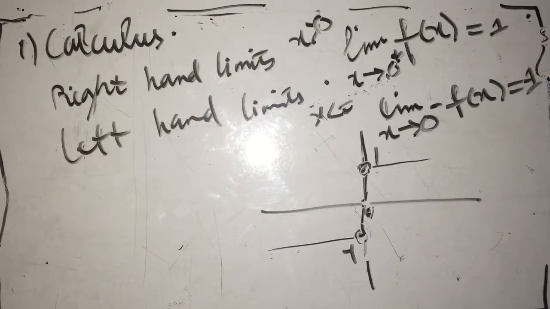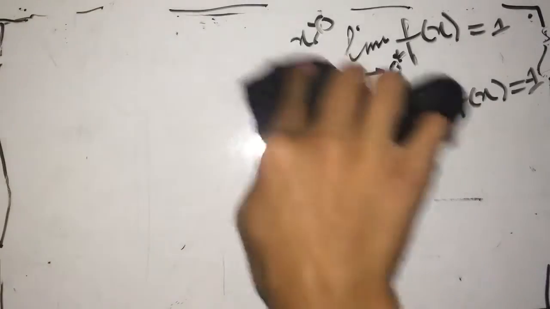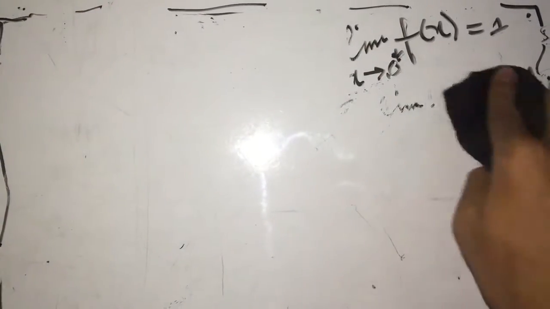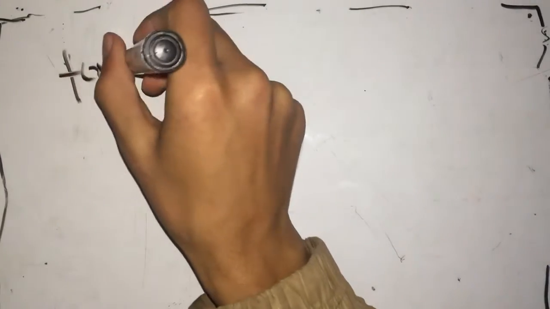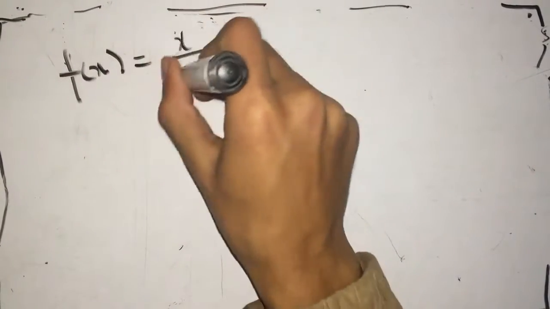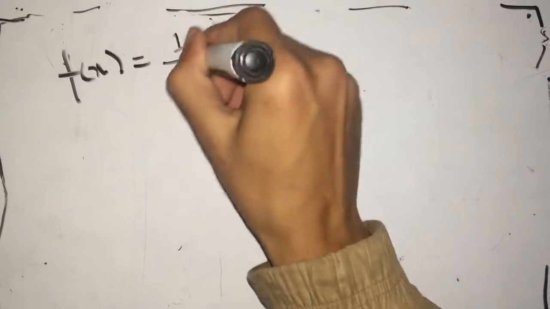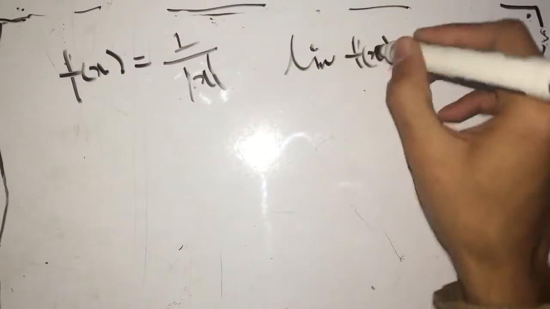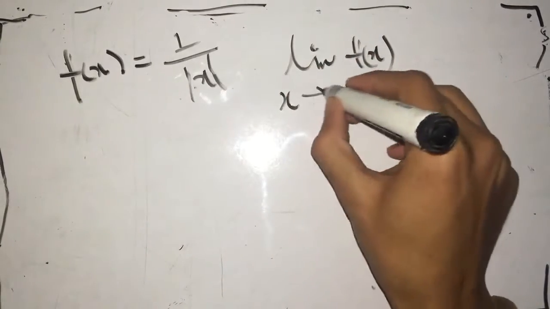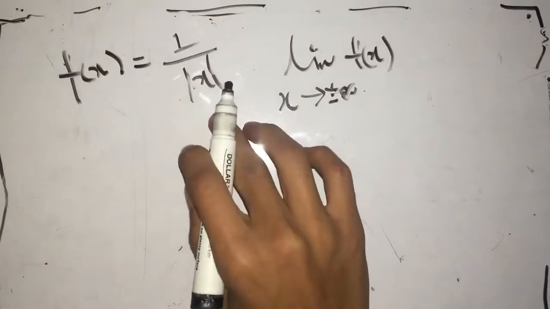So that was about right hand and left hand limits. Also we discussed the limit when x approaches infinity, or when x approaches minus infinity. So for example, you have a function f of x equals 1 by absolute x. If I say the limit of f of x when x approaches plus or minus infinity, minus infinity will obviously become positive because it's an absolute sign.